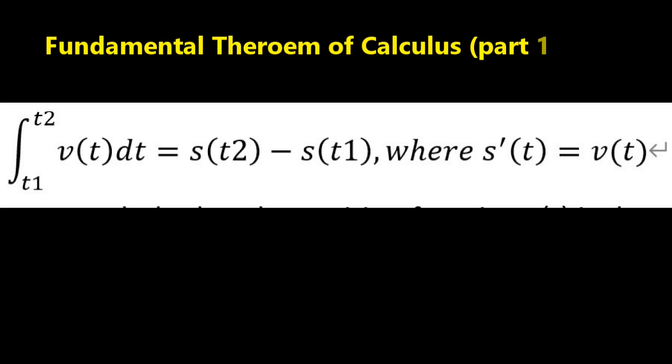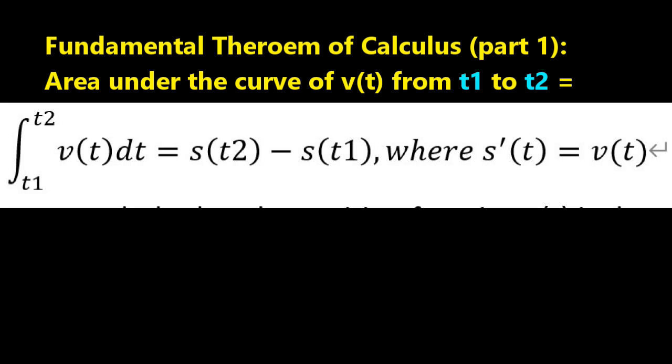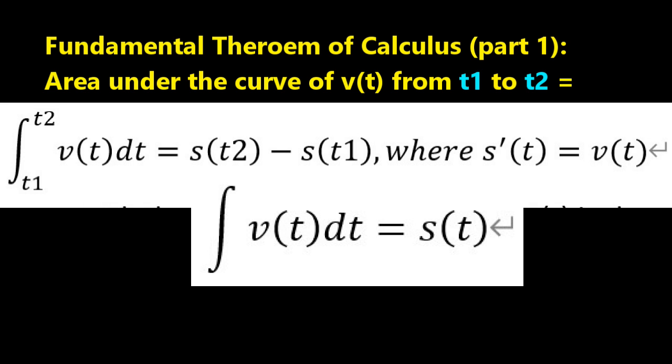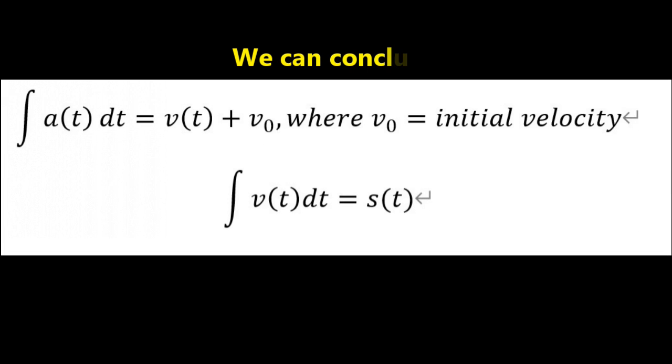We can generalize this, changing the 5 and 1 into 2 arbitrary moments in time, and we will end up with the fundamental theorem of calculus part 1. We can conclude that the position function s of t is in fact the integral of the velocity v of t. In the same logic, the velocity function is the same as the integral of the acceleration a of t.